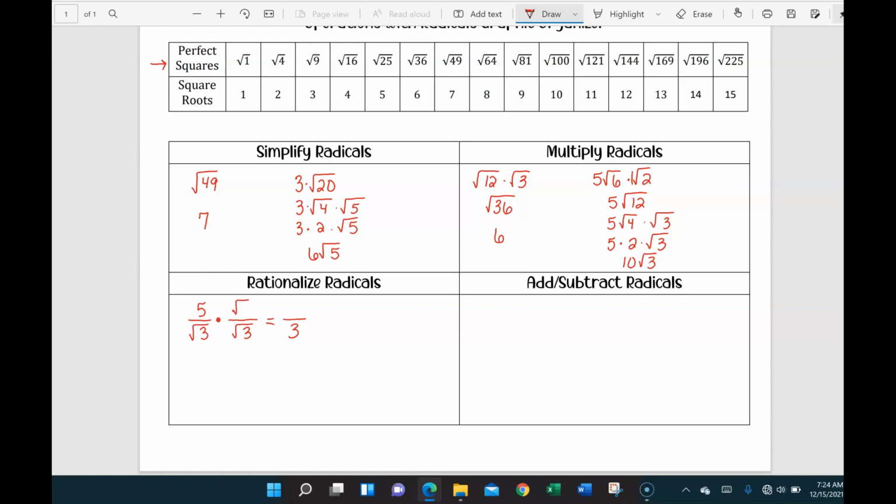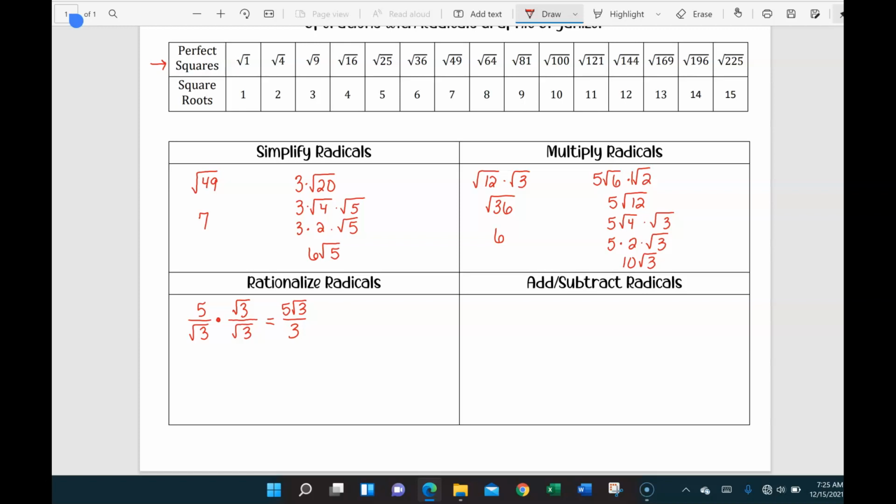So that means I have to multiply my numerator by square root of 3 as well. And so 5 times the square root of 3 is just 5 times square root 3. And if I look at my coefficients on the outside, that 5 and 3, that cannot be simplified. So 5 times the square root of 3 divided by 3 is my final answer.